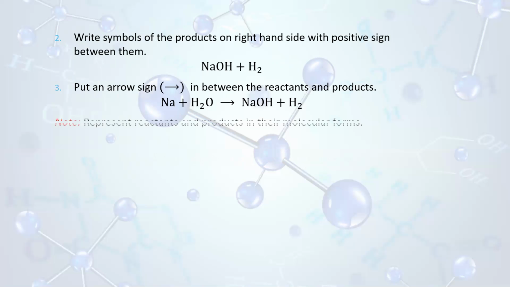One thing we have to keep in mind is that the reactants and products are always represented in their molecular forms. As you can see here, for hydrogen, we are using H2. The actual symbol for hydrogen is H, but hydrogen is a diatomic molecule, so we have to write its molecular form, that is H2. Now, let us move on to the next topic.